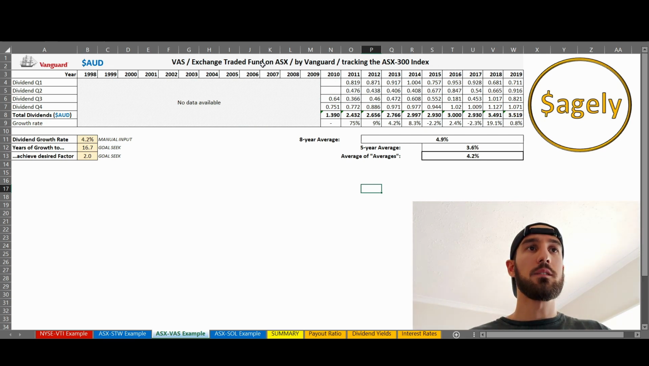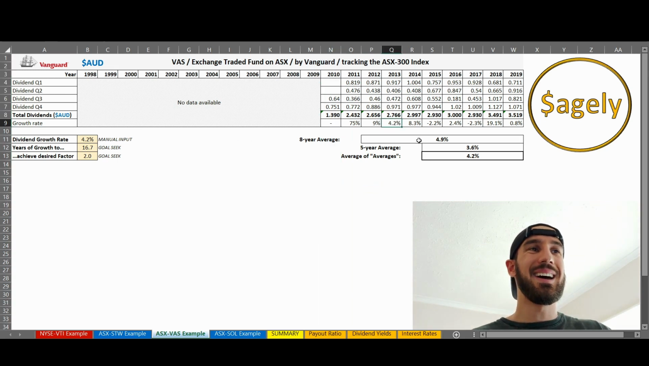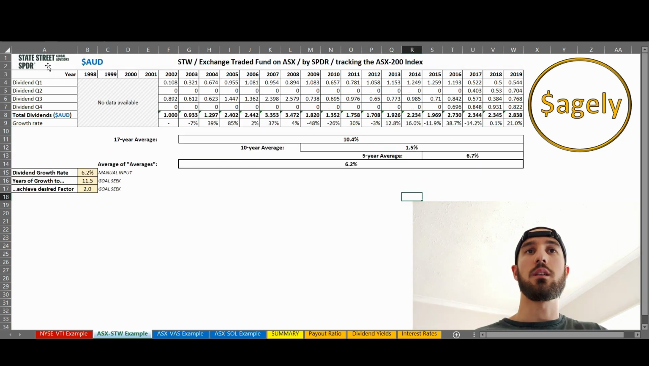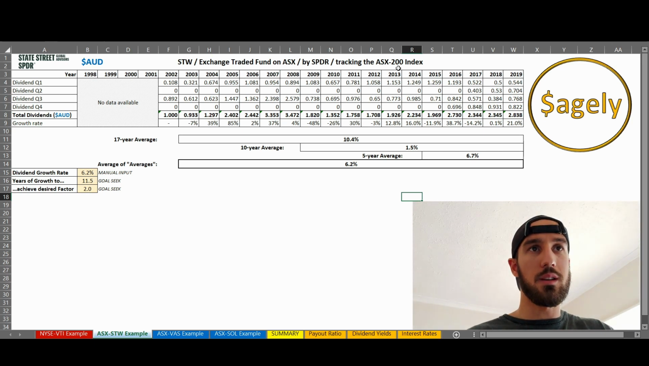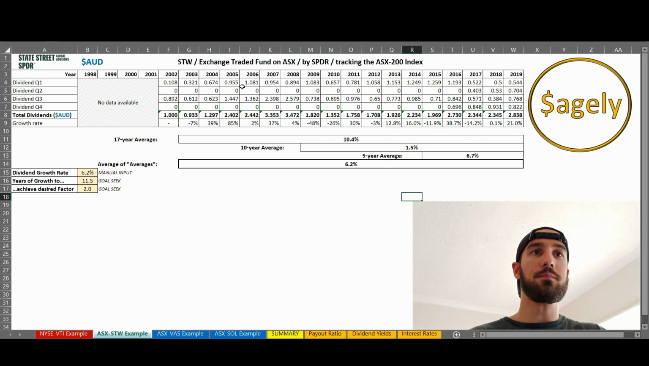ETF. So it's traded on the ASX, it's produced by Vanguard, and it tracks the ASX 300 index. However, we only have data from 2010, so I couldn't really get very good long-term averages. So I decided to go with the State Street Global Advisors STW ETF, which basically tracks the ASX 200 index. So this is very representative of the overall Australian stock exchange and stock market.